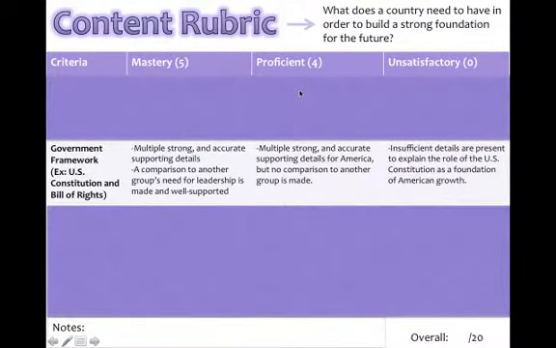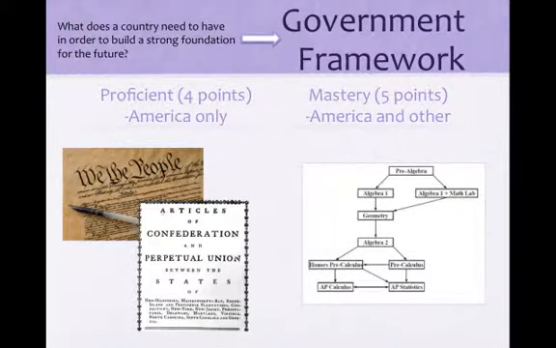Next, we have our government framework. Again, we have a 4 and a 5 here. So we're looking again at another 2 by 2 example. So that's what we're going to be having for all of these. So let's look at this more specifically.